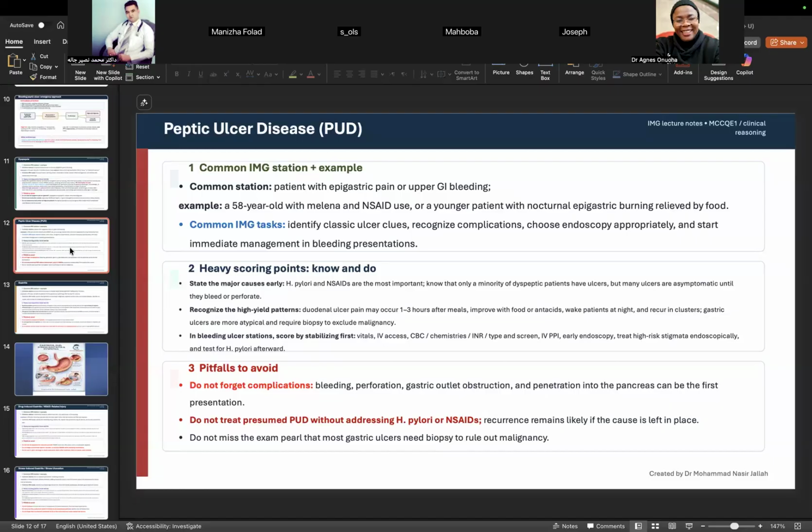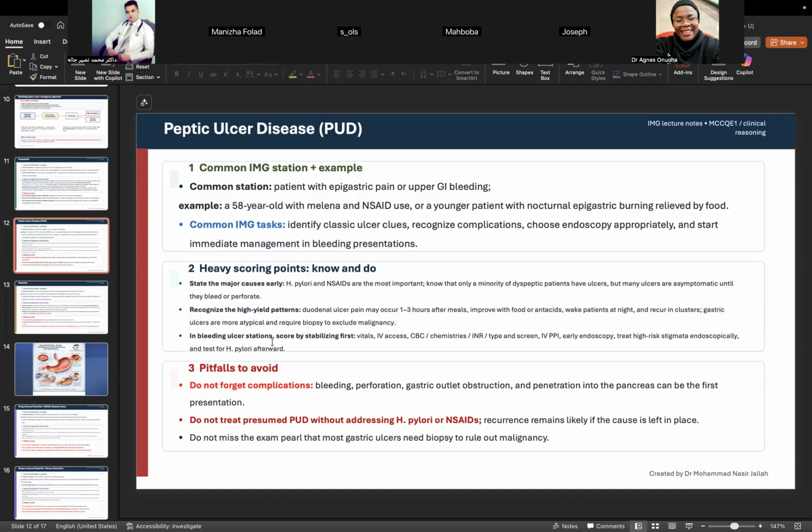State the major causes early. Like, is it H. pylori? Is it non-steroid? Which one? Because these two are the most common reason, right? Or cause. Recognize the high yield patterns. Duodenal ulcer, we know the pattern, right? The characteristic picture of duodenal: the patient has pain, wakes at night, or early in the morning, gets better with the food. Usually, if the patient is fat, the patient gets meal every 1 to 3 hours, right? Malignancy is rare. And the opposite is gastric.